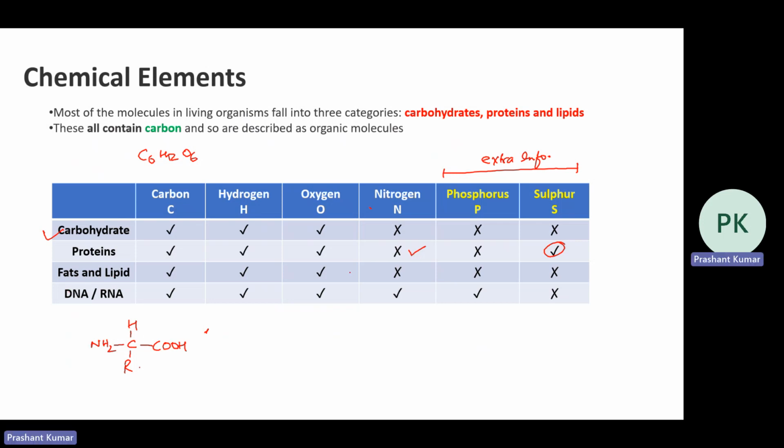Fats, lipids, again, there is carbon, hydrogen, oxygen. The chemical constituents of carbohydrates and fats and lipids are the same. There is no change. Now, in the case of DNA and RNA, you will get carbon, hydrogen, oxygen, nitrogen, phosphorus. Yes, phosphorus, but there is no nitrogen. Sorry, there is no sulfur.